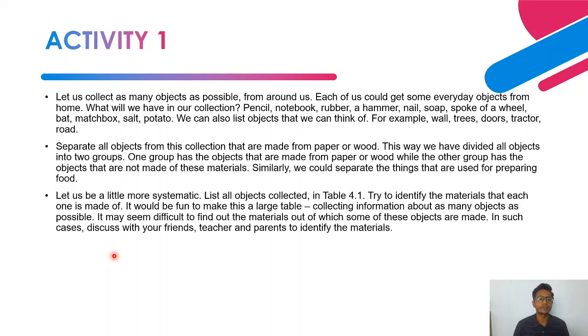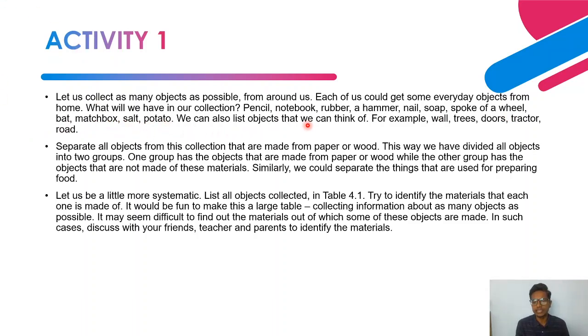Activity 1. Let us collect as many objects as possible from around us. You have to collect as many objects as possible. Each of us could get some everyday objects from the home. What we have in our collection, let's see. If you gather the objects around you, you can find a pencil, notebooks, rubber, hammer, nail, soap, spokes of wheel, bat, matchbox, salt, potato, and many more other things.